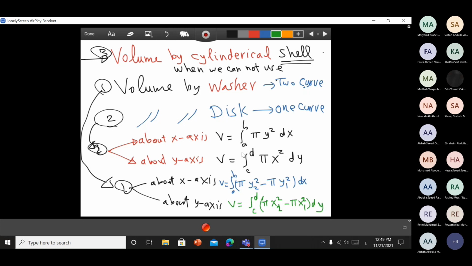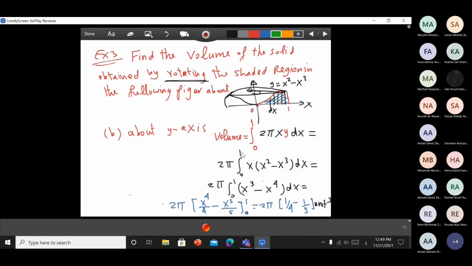Okay, fine. In this washer, you have to be very careful. In this case, you have the circumference of each circle. So you're rotating about the y-axis, so the radius will be x, and the circumference will be 2 pi x. And you multiply by the height, and the slice thickness will be dx.